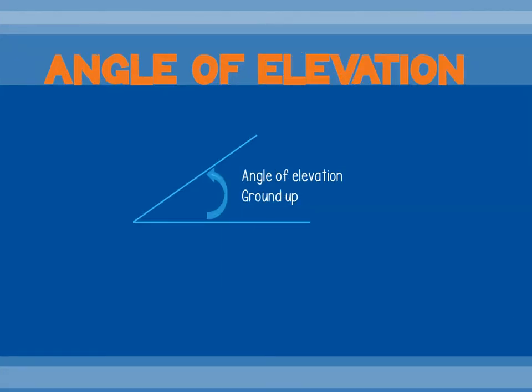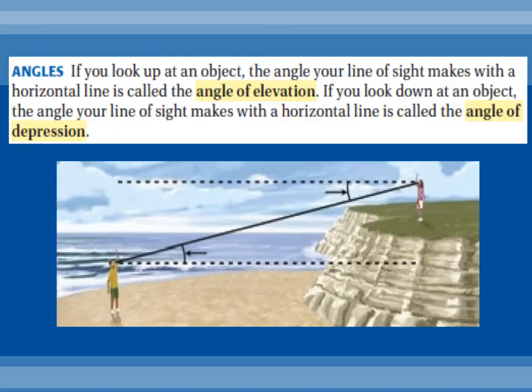We just saw the angle of elevation, but the angle of elevation goes from ground up. So if somebody's laying on the ground and they look up at the sun and the angle of elevation is 49 degrees, then that 49 is going to go there. So if you look up at an object, the angle your line of sight makes with the horizontal line is called the angle of elevation. Here's a person on the beach, and the angle of elevation would be from their eye level here up to whatever it is they're looking at. This would be my angle of elevation.